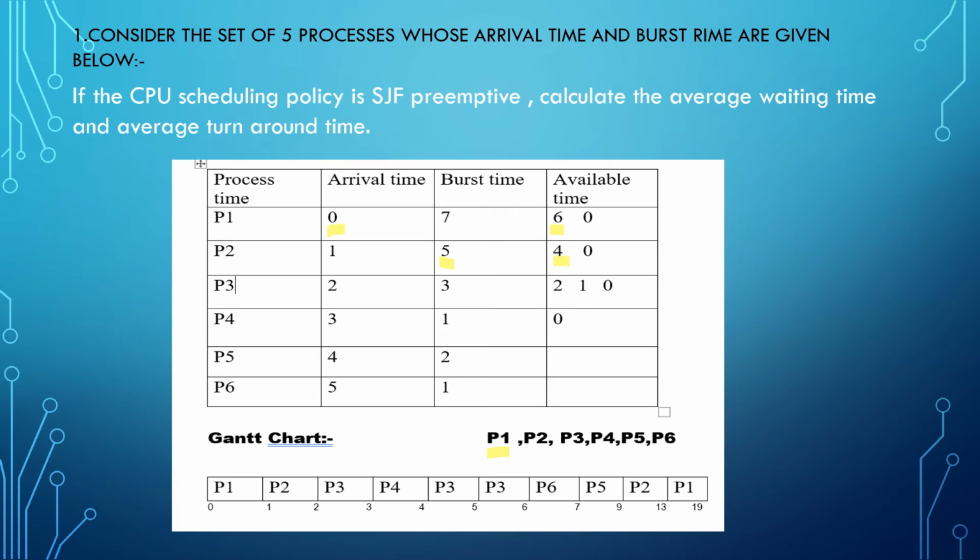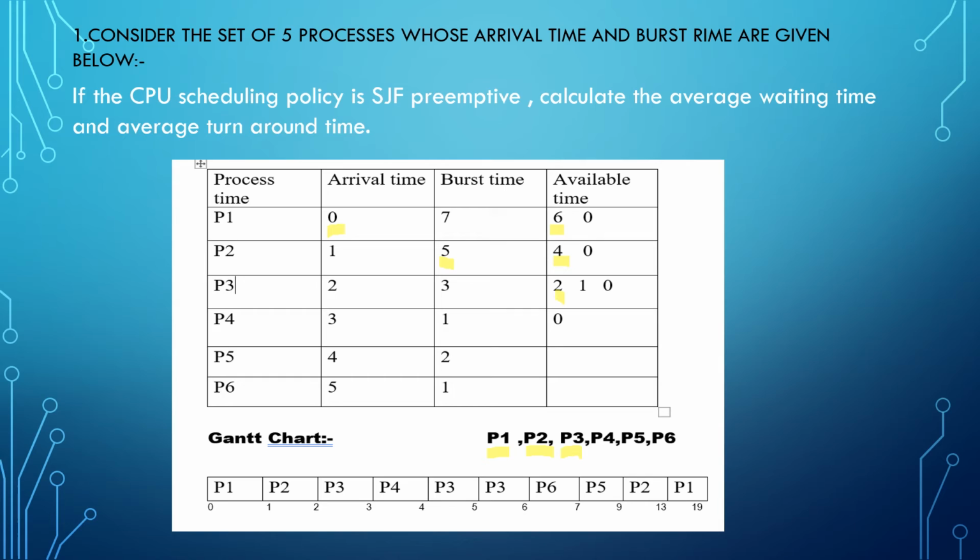Next we'll move to the process P3, and here also we'll add 1 to it. So 2 plus 1 is 3. P2 is also in the ready queue because it still has 4 milliseconds, and we'll keep P3 in the ready queue because P3 still has 2 milliseconds balance.